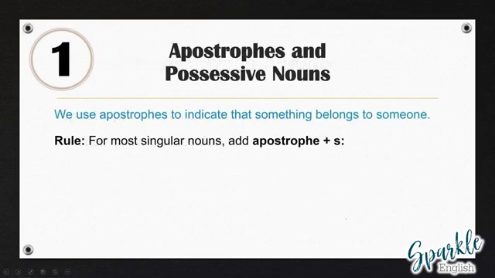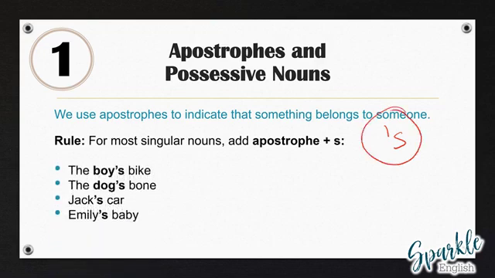So number one, let's first talk about apostrophes and possessive nouns. We use apostrophes to indicate that something belongs to someone. A lot of people will call this the possessive S with the apostrophe and an S. The first rule is that for most singular nouns, we add apostrophe plus S, like this. So, for example, we have the boy's bike, the dog's bone, Jack's car, Emily's baby. All of these are singular nouns because we're talking about one boy, we're talking about one dog, and of course, Jack is one person and Emily is one person.